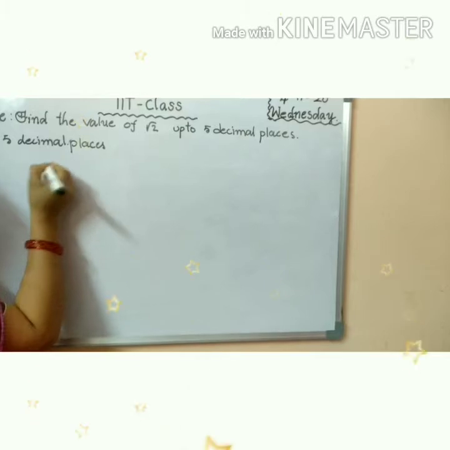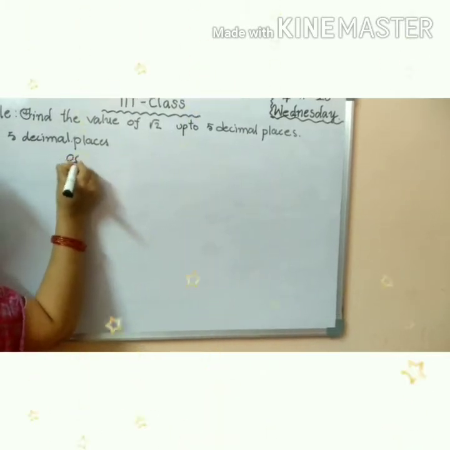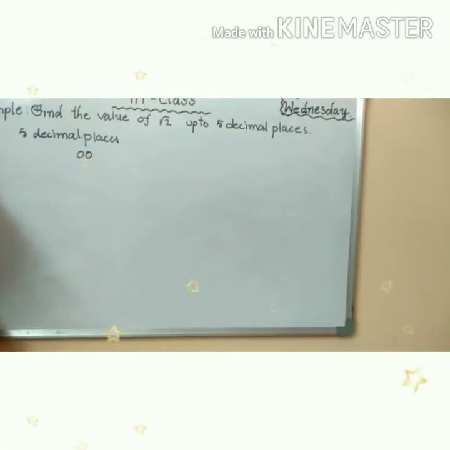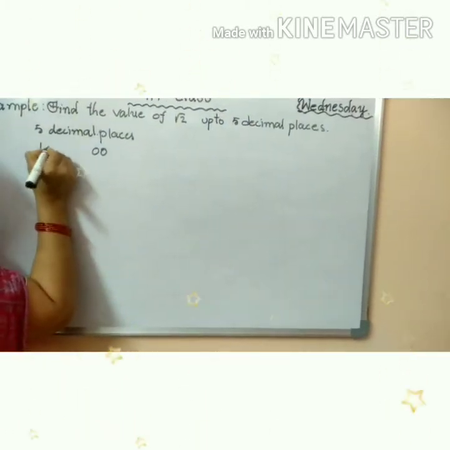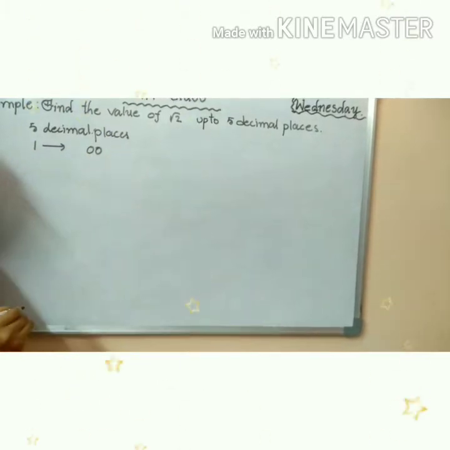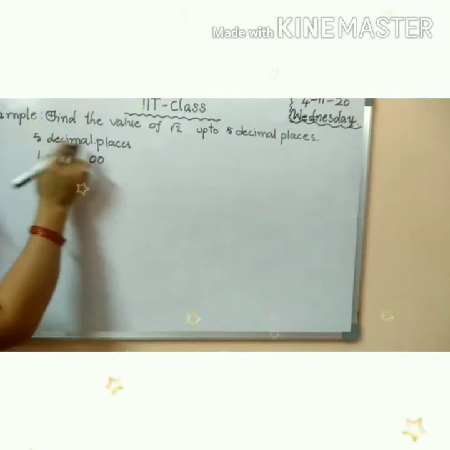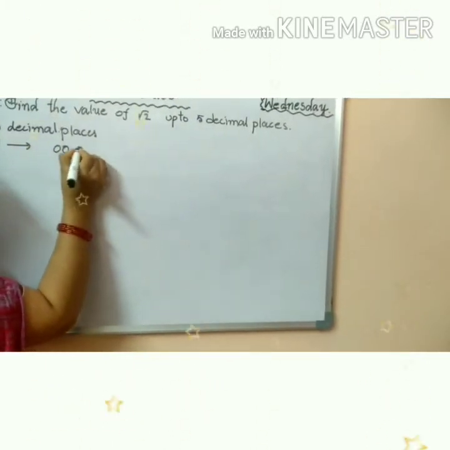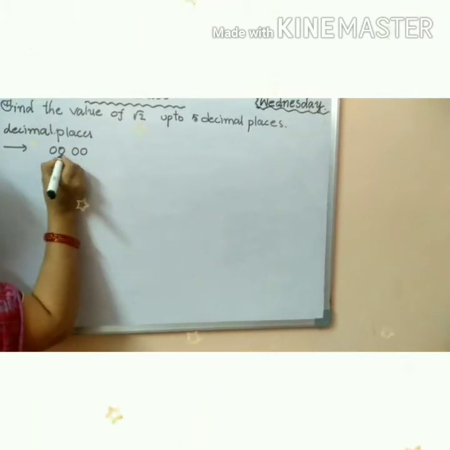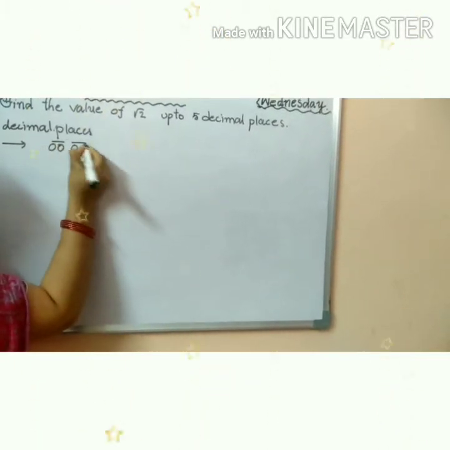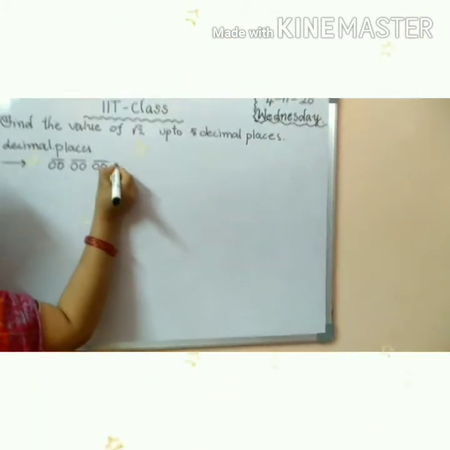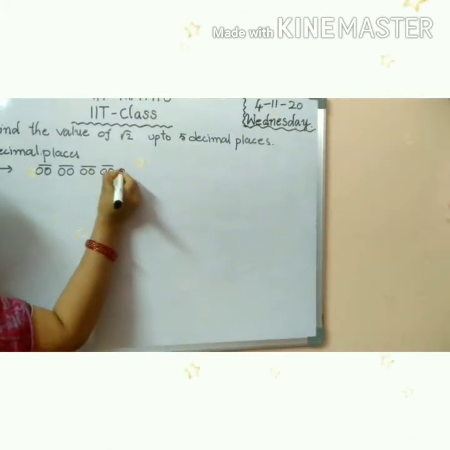So each decimal place carries 2 zeros. We have to take one decimal place as 2 zeros. Here, 5 decimal places means you have to write the 1 as a bar, 1, 2, 3, 4, 5.